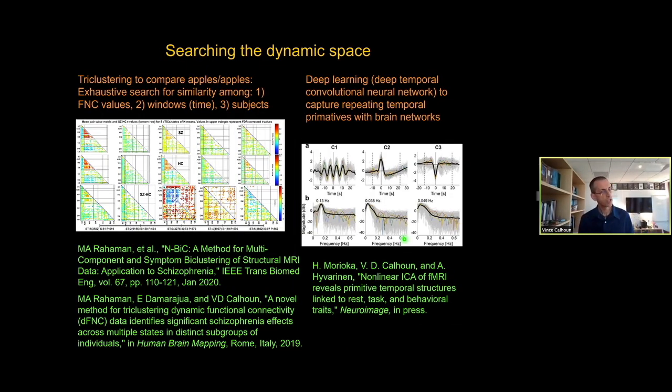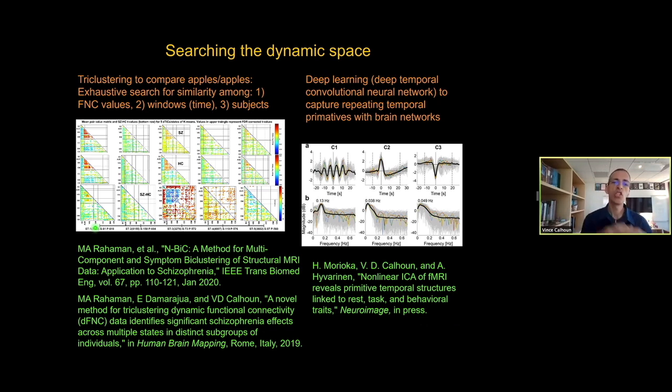This is sort of a catch-all slide to kind of say there's a lot going on in this dynamic data. There are lots of ways to analyze it, as you've heard from these other talks in the session. But another way we can do this is we can kind of search through that dynamic space for things that are repeating, right, consistently. And so here's an example using what's called tri-clustering. So we're basically clustering on the connectivity values, the time course, the transients over time, and the subjects.